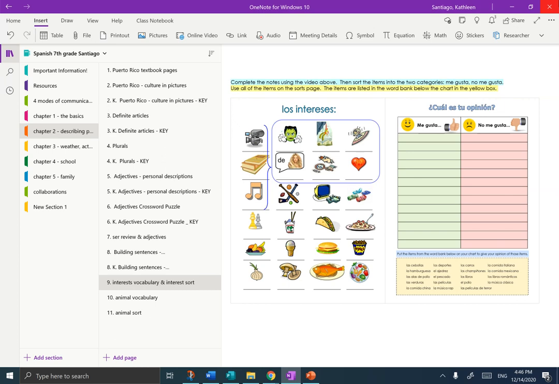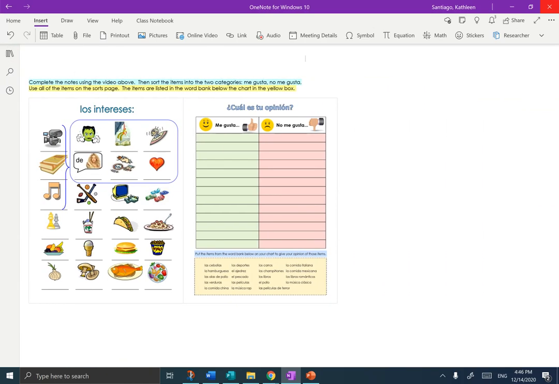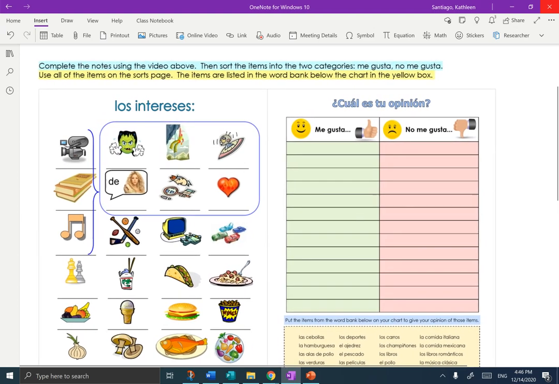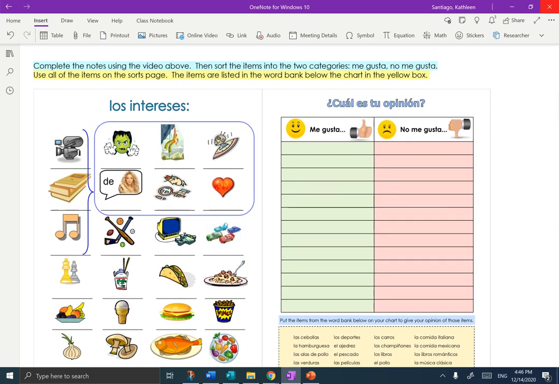And today we're going to be exploring the vocabulary of interests. I am in your OneNote, Chapter 2, page 9, Interest Vocabulary and Interest Sort. I'm going to eliminate the table of contents and make the vocabulary page a little bit bigger. I want to read the instructions first so there is no confusion.